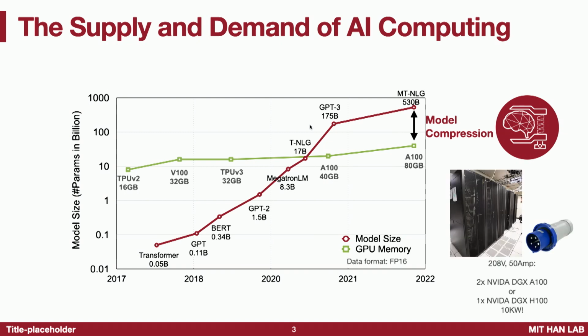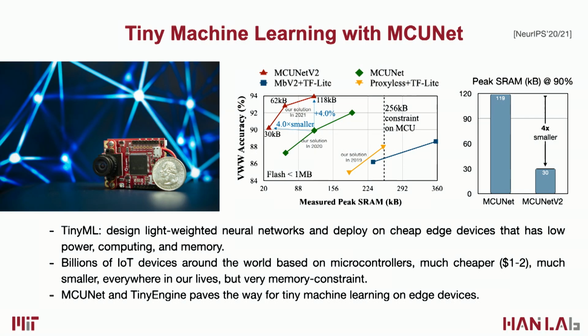This is an example of the server in our lab, 5 racks, and each one has 50 amps of electricity cable, which can power only 2 A100 servers or only a single DGX H100 server. Very power hungry. We've been working on tiny machine learning to deploy these advanced AI algorithms on low-cost hardware.